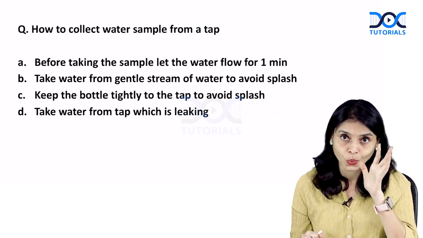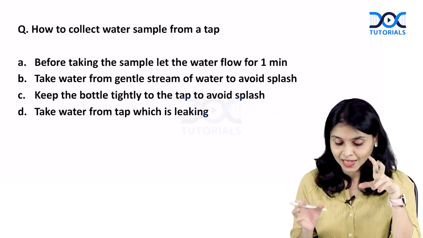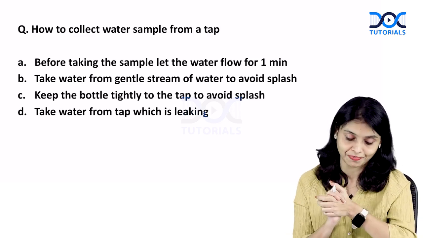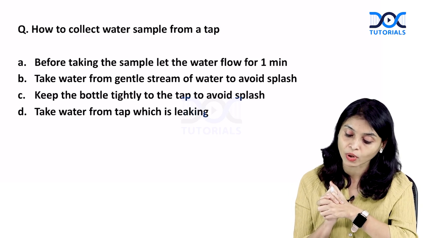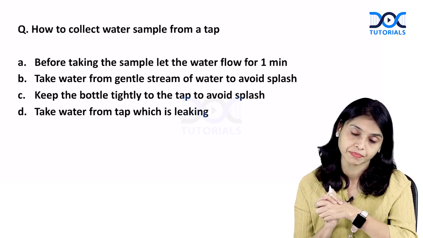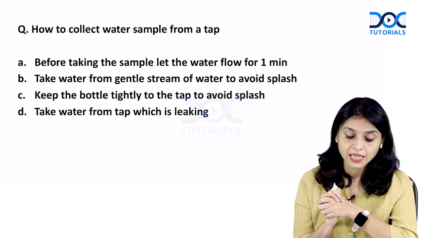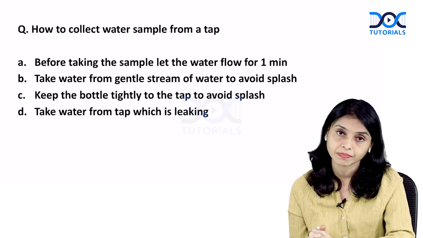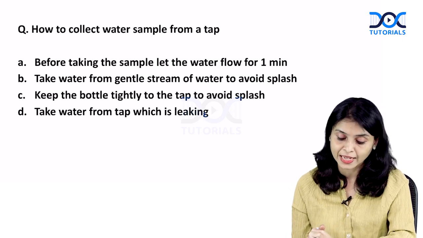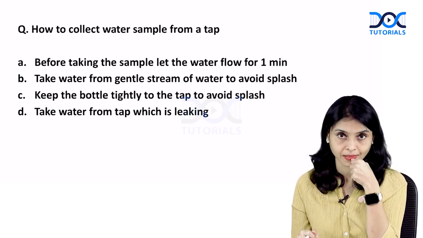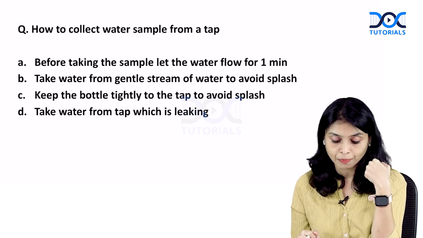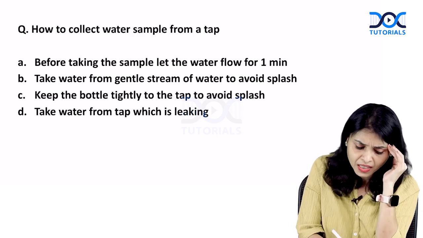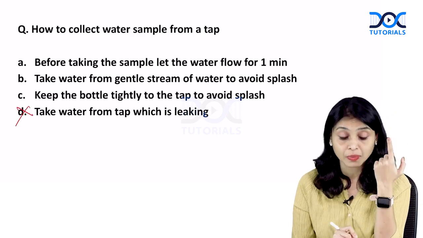Okay. Next question: how to collect a water sample from a tap? You may think, oh, it's so easy to answer, but there are 2-3 confusing options. A: Before taking the sample, let the water flow for 1 minute. B: Take water from a gentle stream of water to avoid splash. C: Keep the bottle tightly to the tap to avoid splash. D: Take water from a tap which is leaking. Obviously, that is wrong. If you use your common sense, we know that this can't be the answer. But you may confuse between A, B and C.